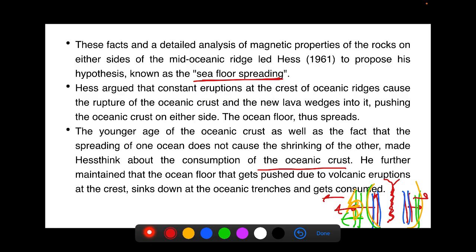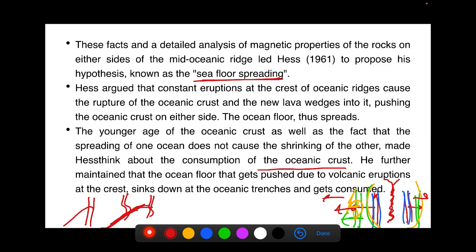But no, we will study in plate tectonic theory that once this crest reaches the continent, it gets submerged below the continent. Let's say this is ocean and this is land. Whenever they meet, this gets subducted. Why it gets subducted, we will study in plate tectonic theory, and these form ocean trenches. These are the deep points in the ocean.